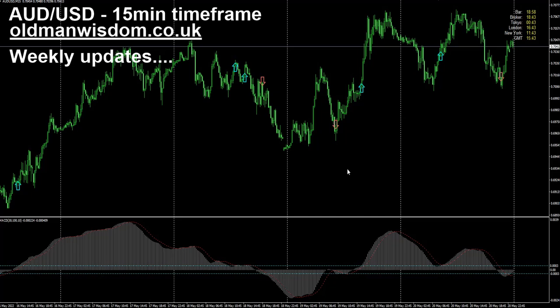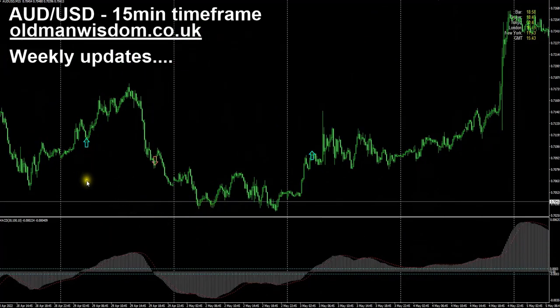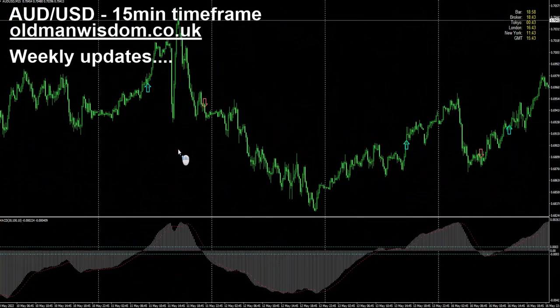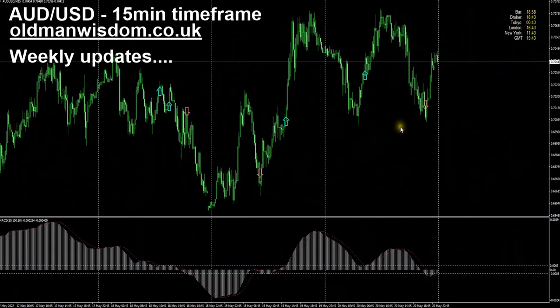Now this seems to work very well on AUD/USD. I don't think it works quite so well on every single pair, but certainly on this particular pair, I think it works really good. So we started looking at this indicator on the 29th of April and we've gone all the way through to the 20th of May. So nearly a whole month.